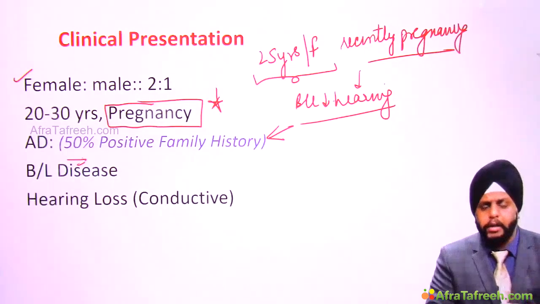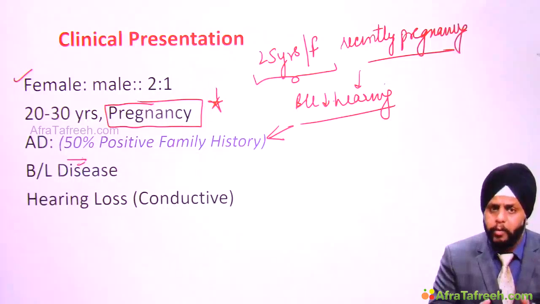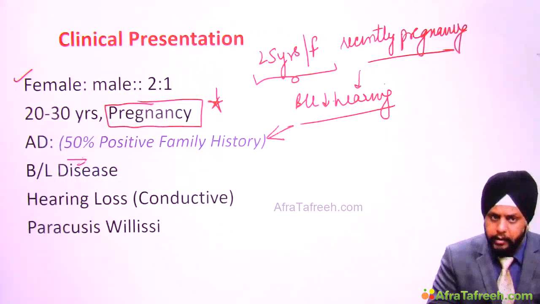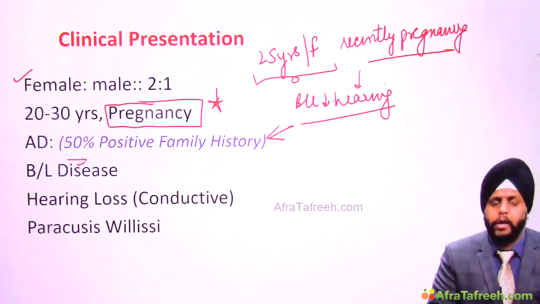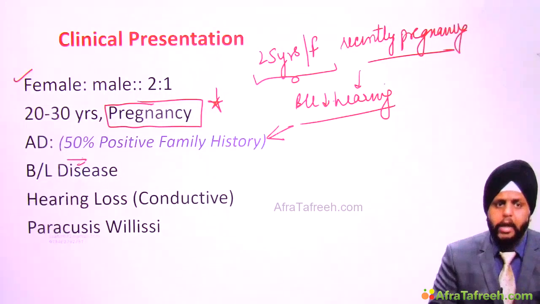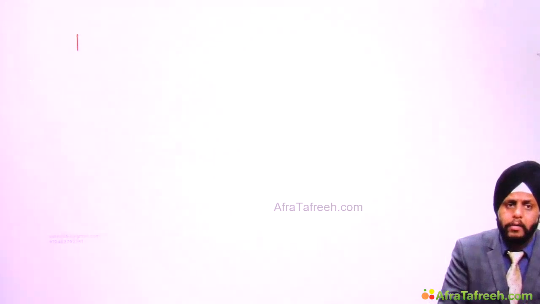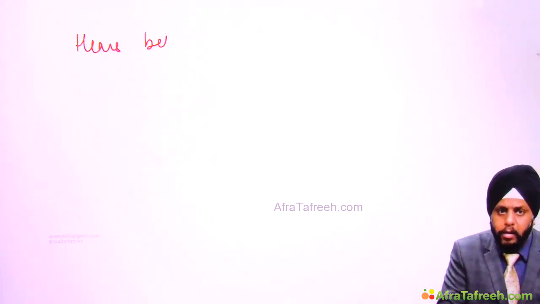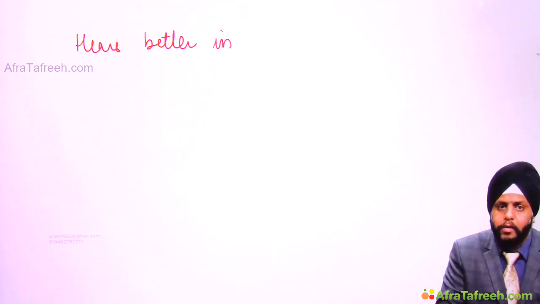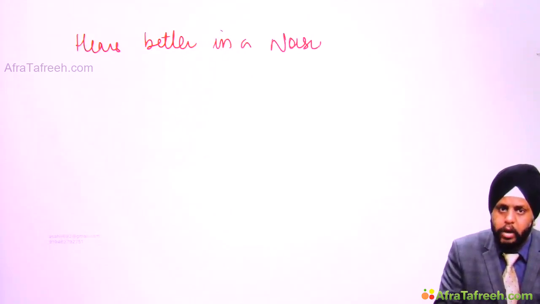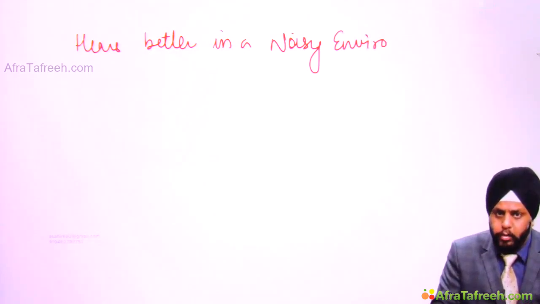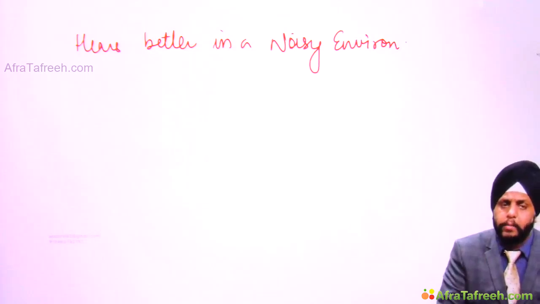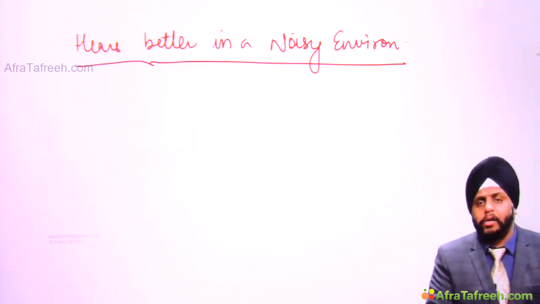Now other than this, can the patient have some other problem? Yes, the patient complains of paracusis willisii. Now what is the meaning of paracusis willisii? Paracusis willisii means that the patient hears better in a noisy environment. So the patient is not able to hear when she is at home, but she is able to hear everything when she goes to the market. So she hears better in a noisier environment.